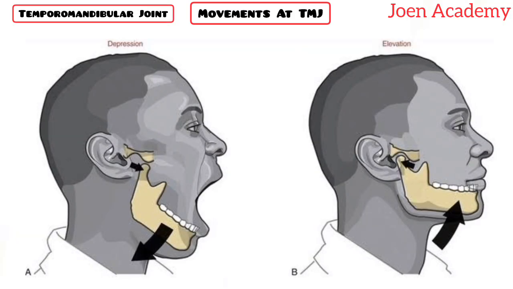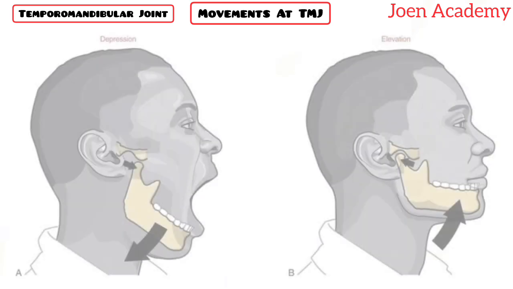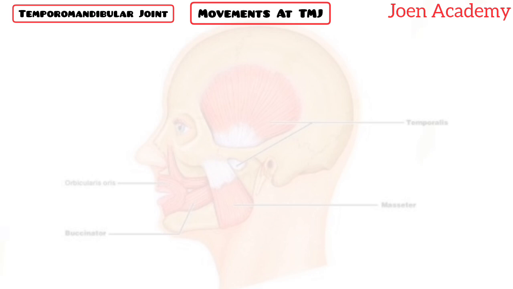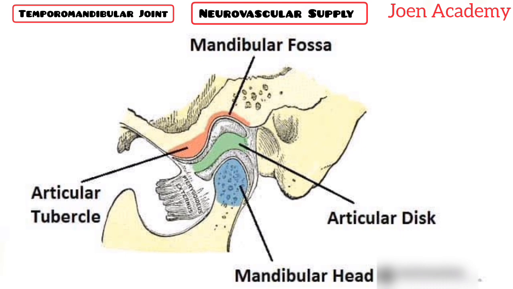The lower part of the joint permits elevation and depression of the mandible, that is, opening and closing of the mouth. Depression is mostly caused by gravity, although if there is resistance, the digastric, the geniohyoid, and the mylohyoid muscle assist. Elevation is a very strong movement that is caused by the contraction of the temporalis, the masseter, and the medial pterygoid muscles. Let's look at the nerve supply as well as the blood supply to this joint.